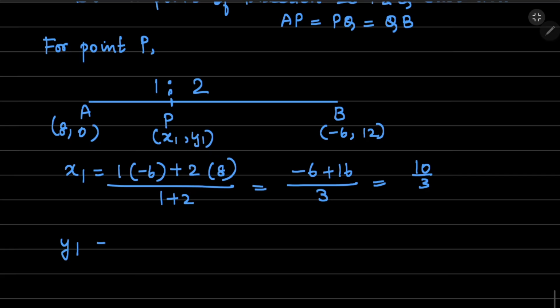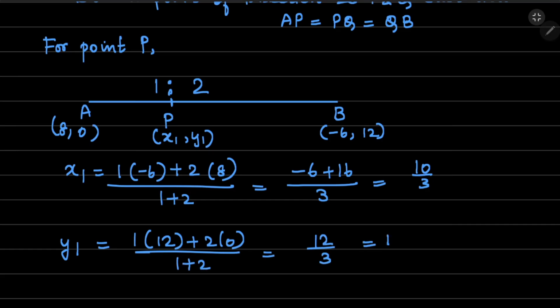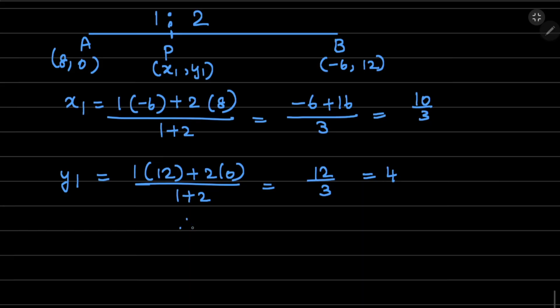What is your y1 coordinate? 1 into 12 plus 2 into 0 divided by 1 plus 2. This is nothing but 12 by 3, which is 4. So therefore, the coordinates of the point P will be 10 by 3 comma 4.